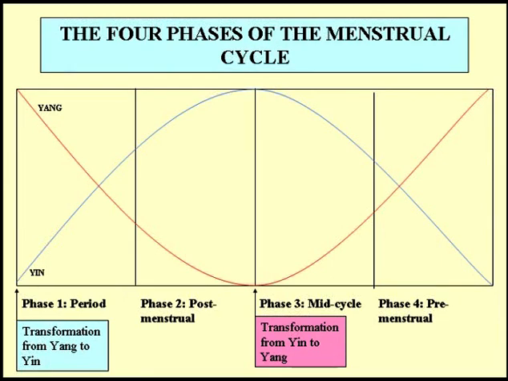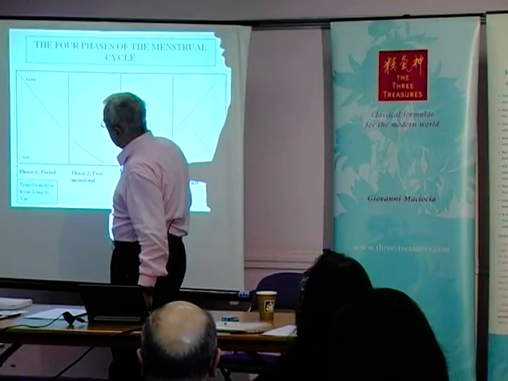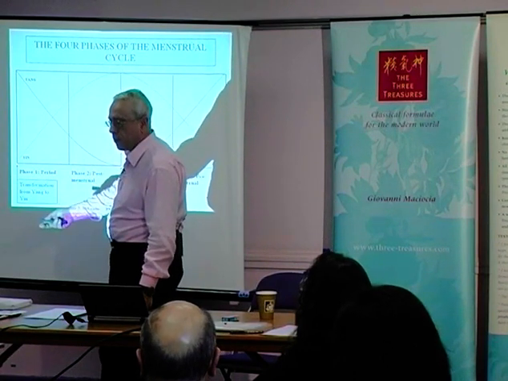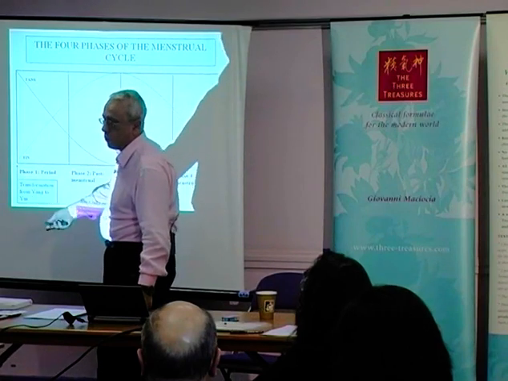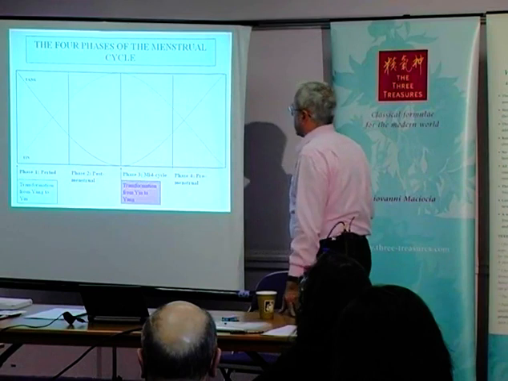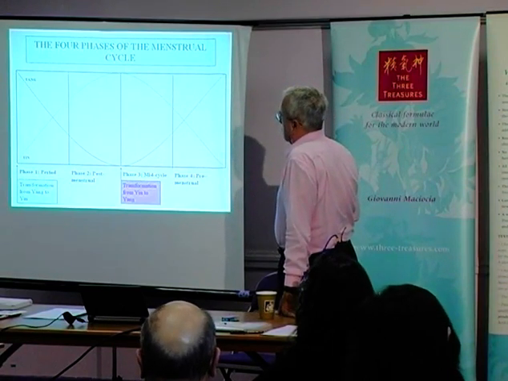For example, we got the yin start, the yin minimum here, okay? In reality, that blue line should start about there, towards the end of bleeding. That's when yin is at its minimum, okay? So these lines are theoretical, but they are very useful to understand the physiology of the four phases.